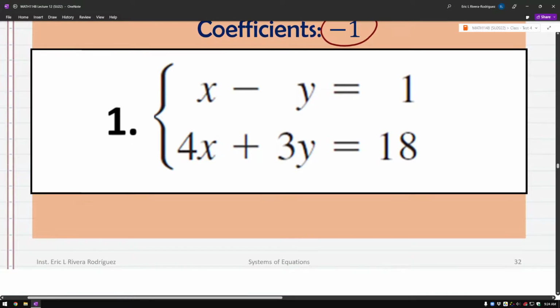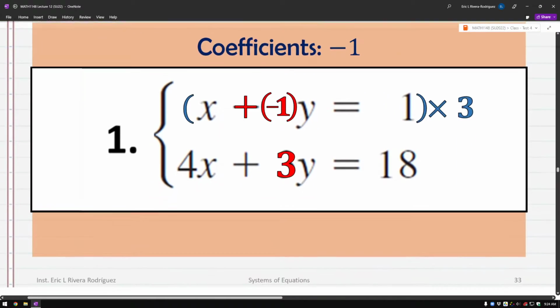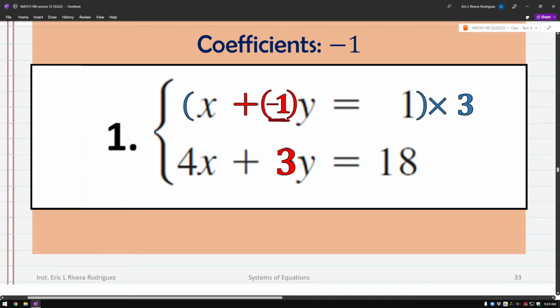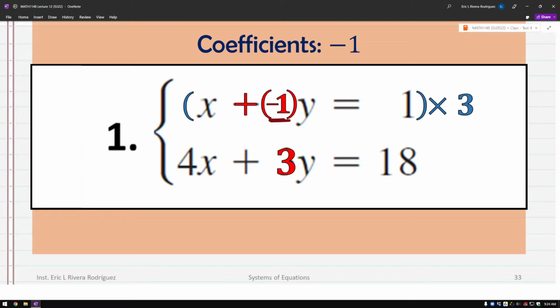So let me just move to the next slide. Here is our -1 coefficient. That means we can eliminate the variable y if we multiply the first equation by 3. If we multiply the first equation by 3, then we are going to get 3x plus -3y equals 3. And then we are going to find opposite coefficients. Okay?